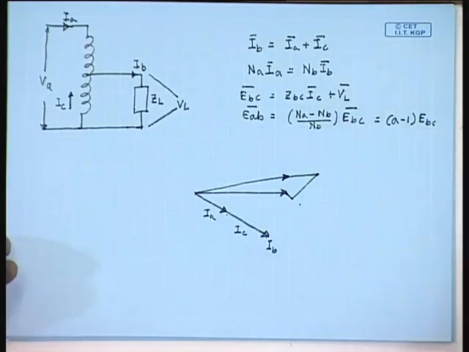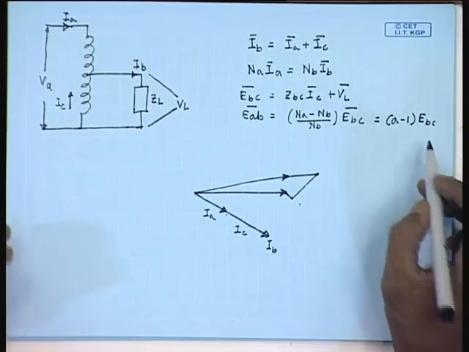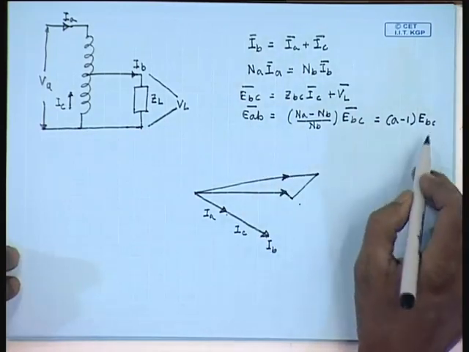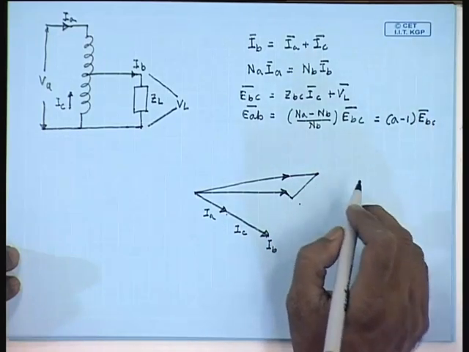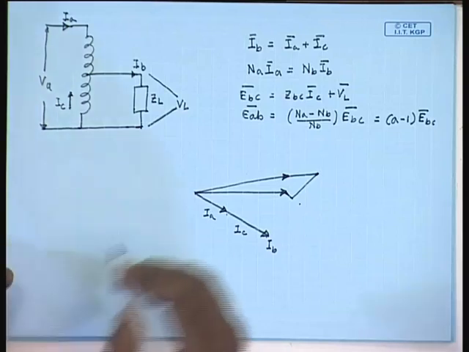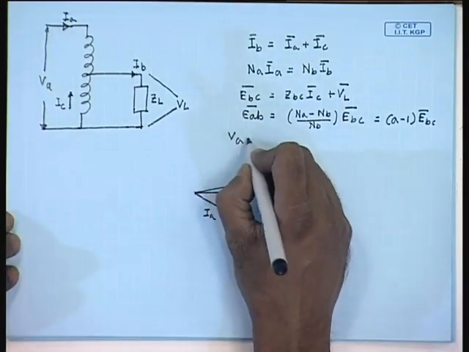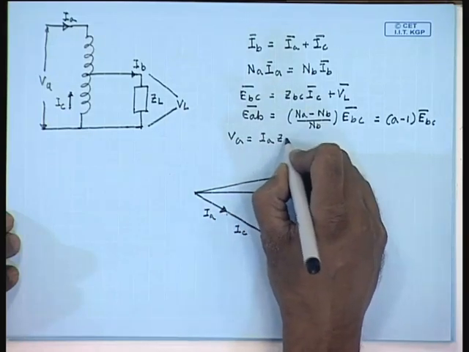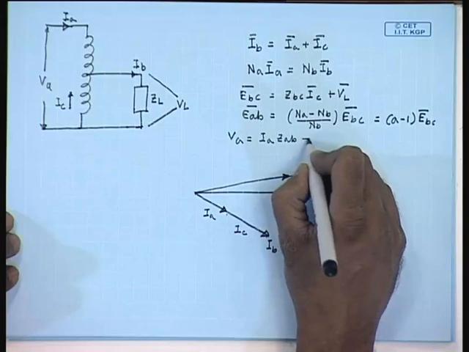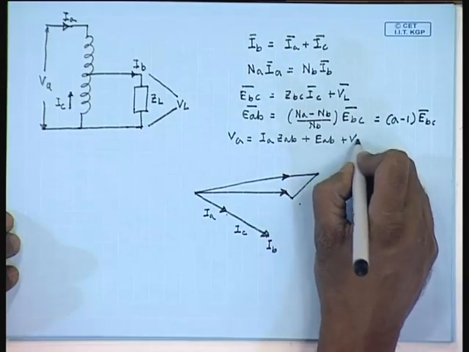Since auto transformers are normally used with A less than 2, E_AB will be in phase with E_BC, but of smaller magnitude. Now, let us use the other equation, that is V_A equal to I_A Z_AB plus E_AB plus V_L.